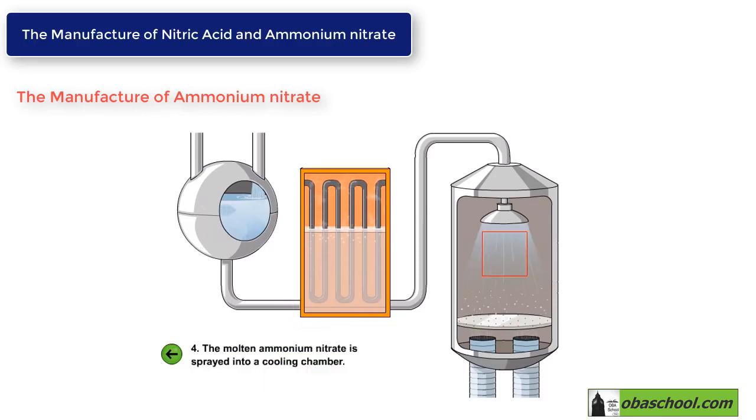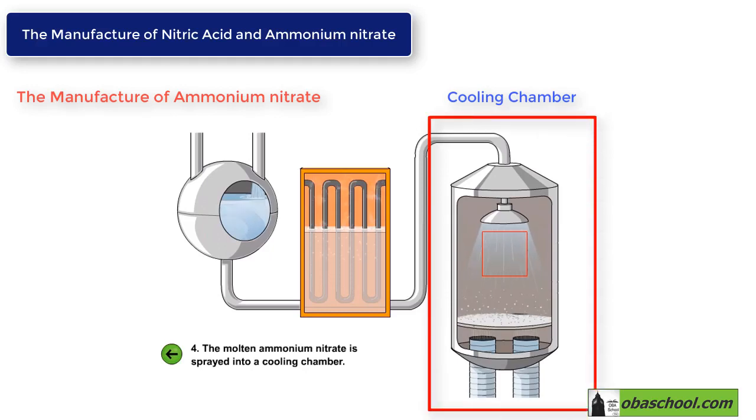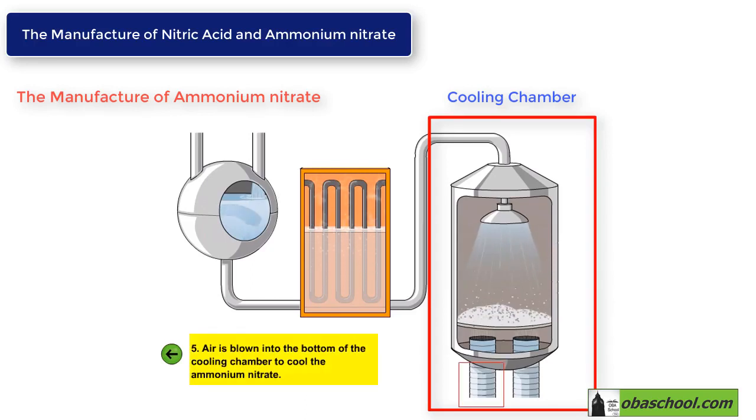The molten ammonium nitrate is sprayed into a cooling chamber. Cooling means low temperature. Air is blown in the bottom of the cooling chamber to cool the ammonium nitrate. The droplets of molten ammonium nitrate cool and harden into pellets. So now you see why we cool down the ammonium nitrate. We need them to harden and turn into pellets. These pellets are used as fertilizer.